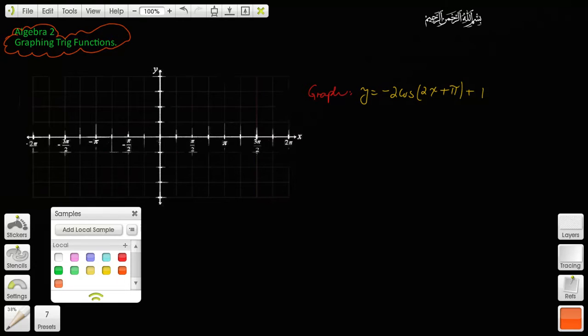I thought I would do an example to illustrate how we graph these trigonometric functions, which is the present focus of our discussions. So this is a good one I found. y equals negative 2 times cosine of the quantity 2x plus pi, plus 1. So this is a cosine function that we are asked to graph. And to graph these functions, you have to know some fundamental things.